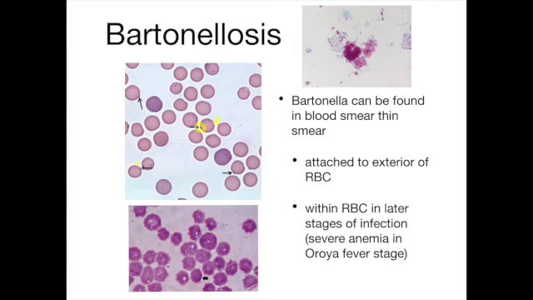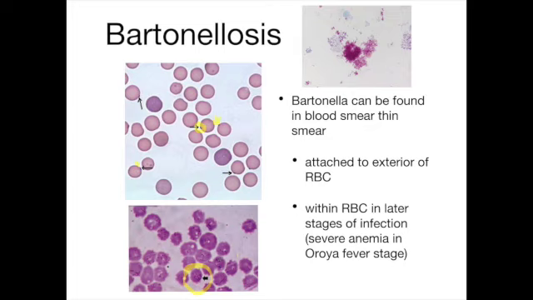So later on, once they've gained entry into these red blood cells, look at this cell that the arrow is pointing at. This cell down here at the bottom, it really has just a bunch of bacteria inside of it. At this stage, red blood cells are not functioning properly and the patient has severe anemia.